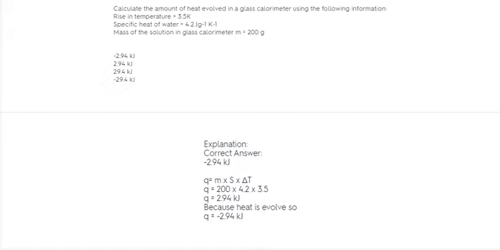Explanation. Correct answer: minus 2.94 kilojoules. Q equals m x s x T. Q equals 200 x 4.2 x 3.5. Q equals 2.94 kilojoules. Because heat is evolved, Q equals minus 2.94 kilojoules.